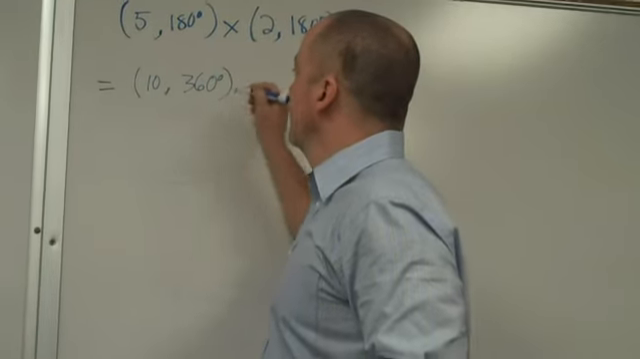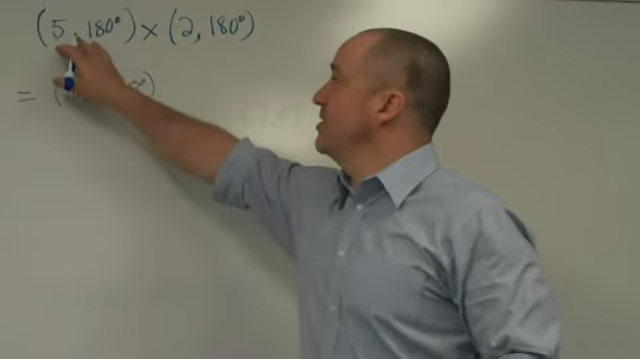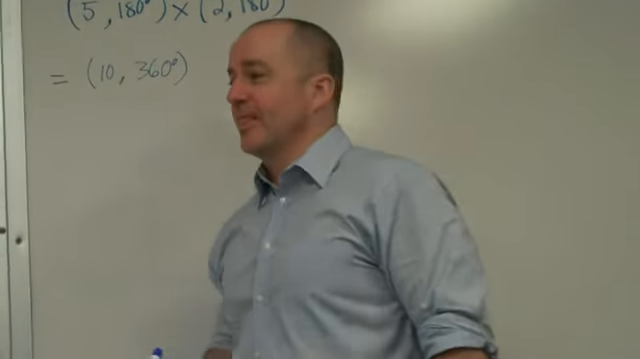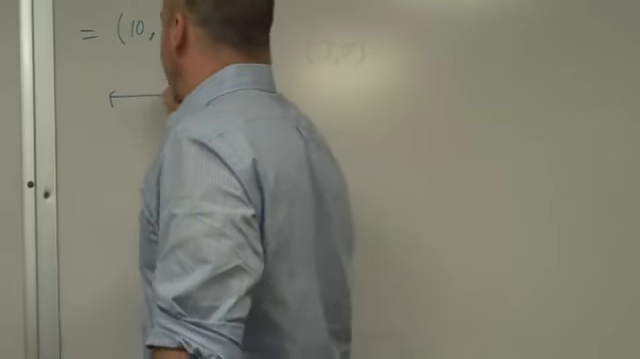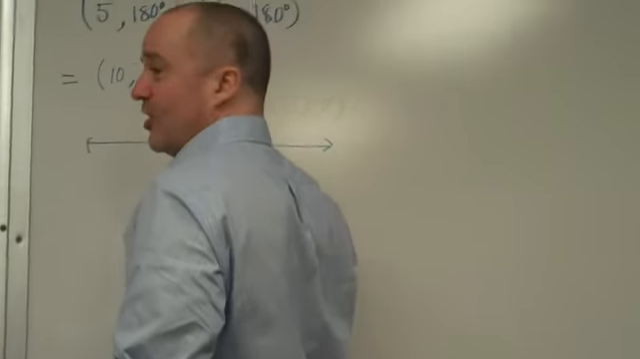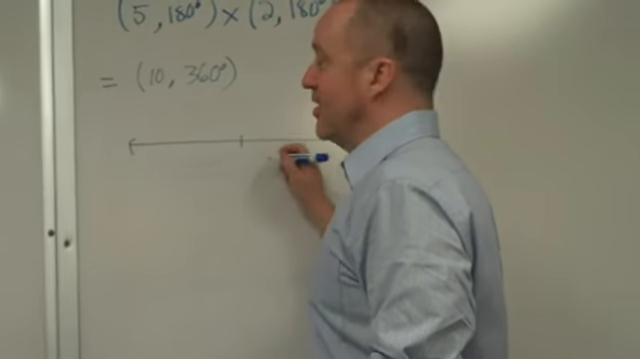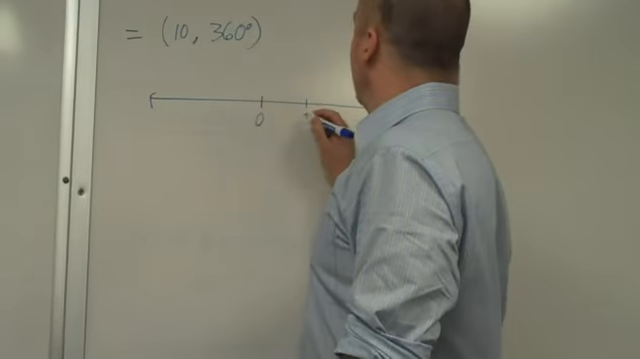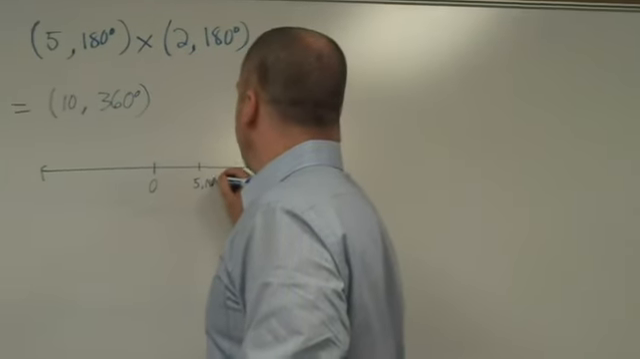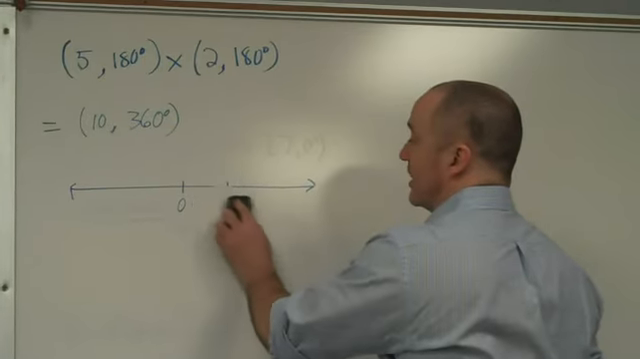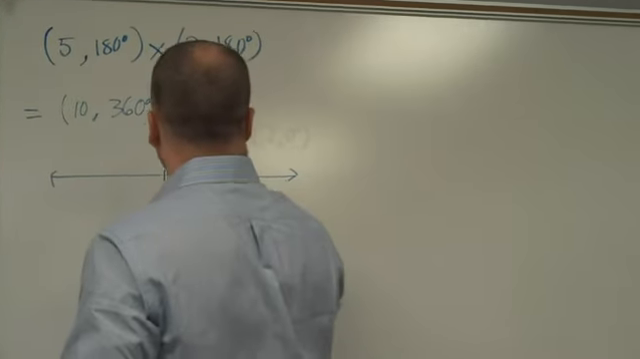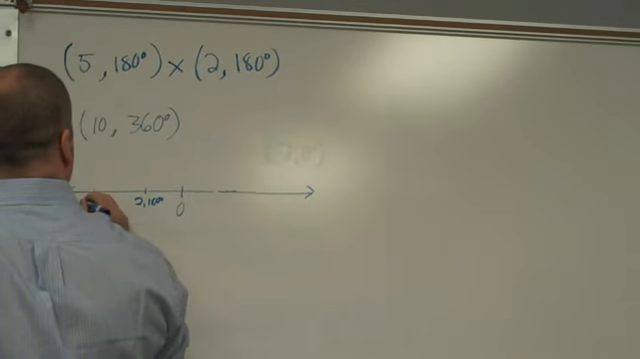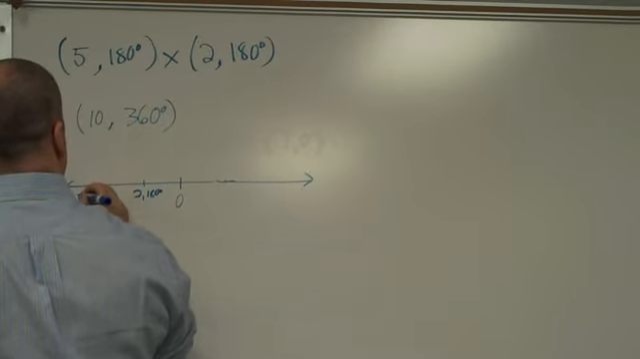The rule is you multiply the numbers and add the angle. So 10, 360. Well, that's a great question. This gets a little bit confusing here. Here's my 5, 180. That is incorrect. Here is my 2, 180. No, wait. Here's my 5, 180.